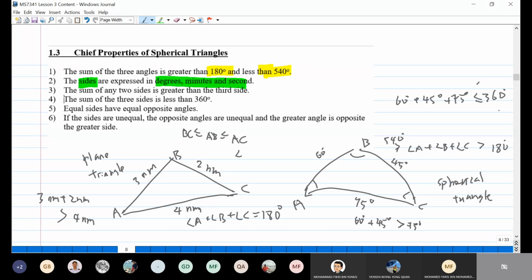Basically, it tells you that angle B is the greatest, as the opposite angle of the longest side. Opposite AB is angle C, and opposite BC is angle A. You can do this the same way for a spherical triangle: the longer the side, the bigger the angle opposite the side. These are the points we note for a spherical triangle.